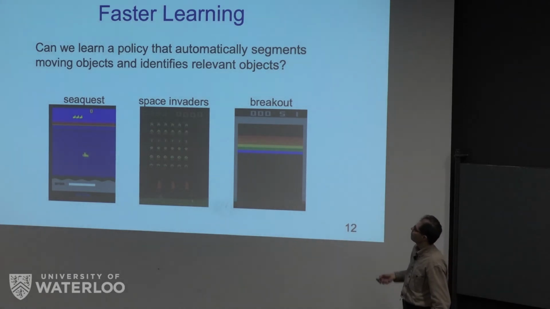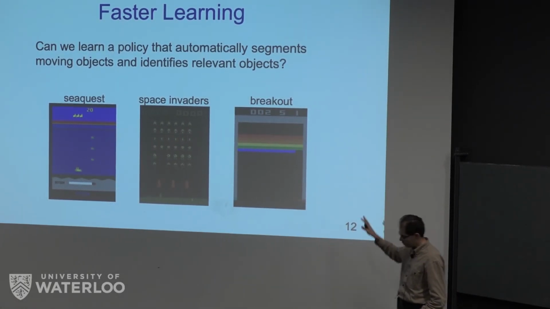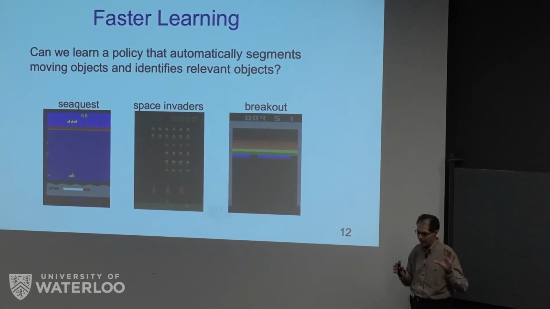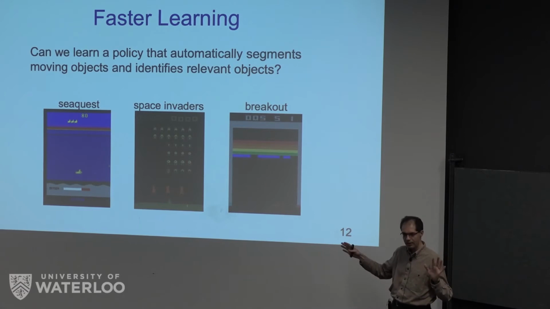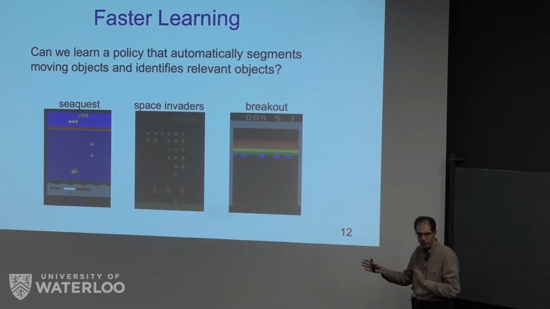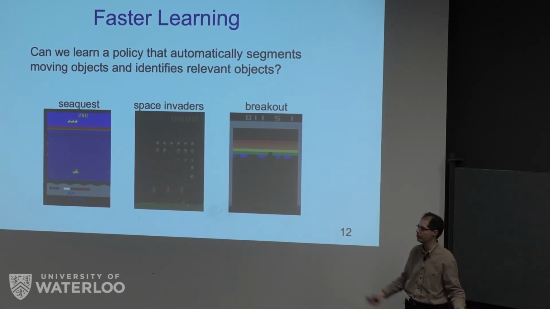Okay, so to do this, what I'm going to propose in the next few slides is an approach that will allow us to pre-train our network so that it can recognize objects and their motion, so that then the reinforcement learning agent can just focus on the policy optimization. It doesn't have to spend a lot of time just understanding what all those pixels mean.